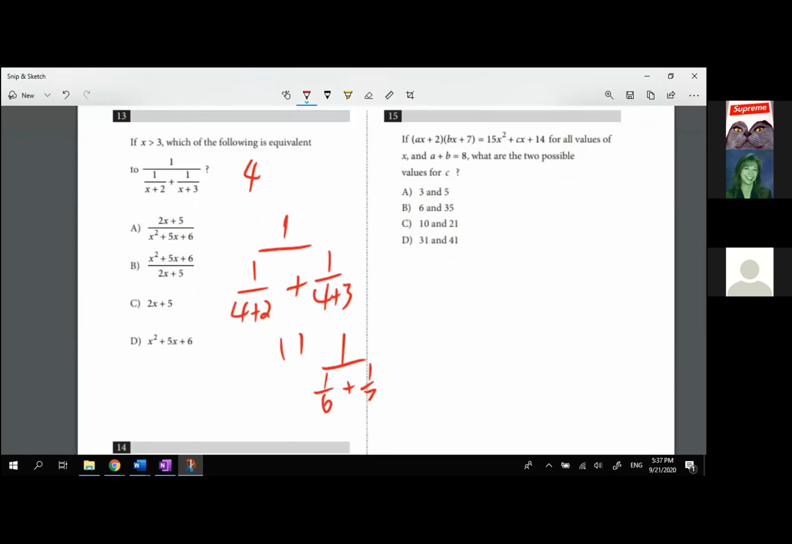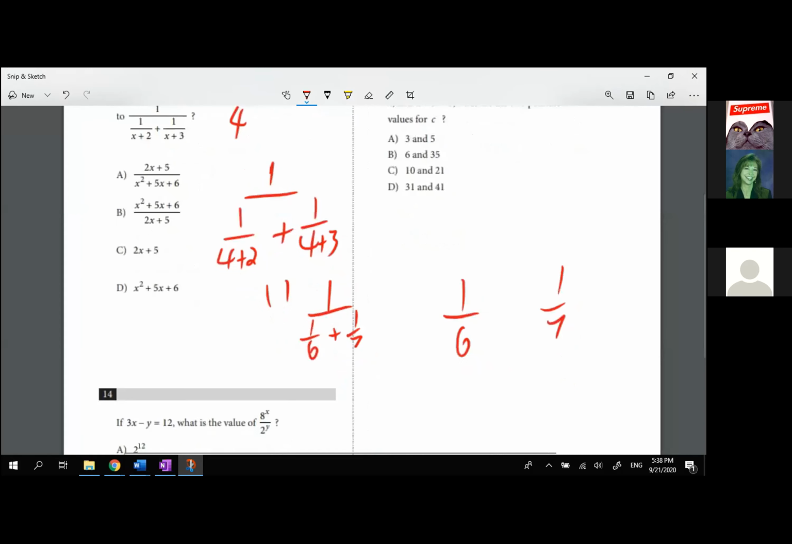What we can do is we want to make 1 over 6 have the same common denominator as 1 over 7. We have to manipulate both of these fractions in order to do this. So what we need to do is find a common multiple. So 6 times something equals a number that 7 can also multiply and equal to. So I believe the answer here was 42, I think.